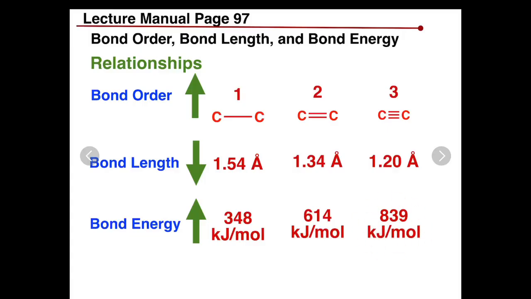So the take-home message of this slide is that whenever you see a single bond, it's going to have the longest bond length and the lowest bond energy. Whenever you have a triple bond, you are going to end up with the shortest bond length, and you are going to expect the highest bond energy.